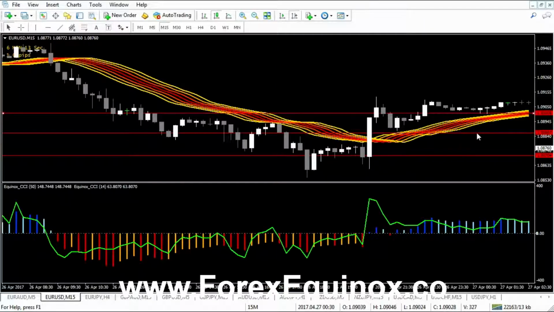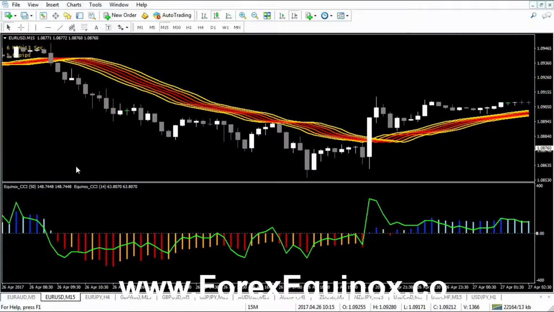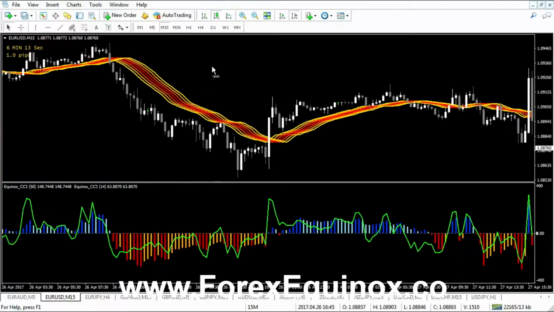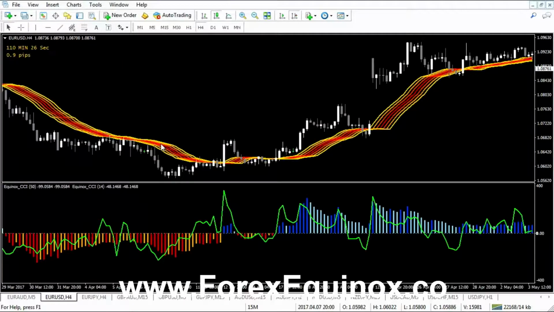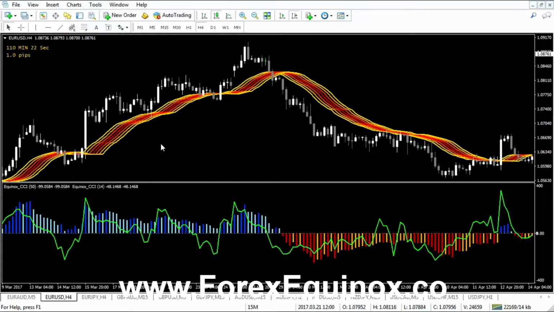Let's get rid of that. Let's take a look at a couple of other examples. Maybe we'll look at a different currency pair even. This is the Euro USD, or maybe we'll look at a different time frame. How about 4 hours? This is going to work wherever we look.